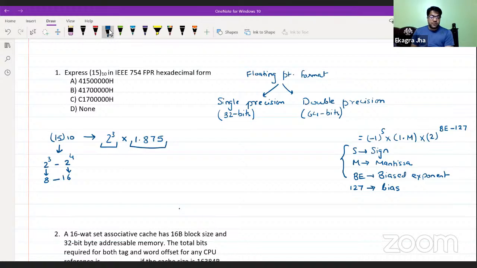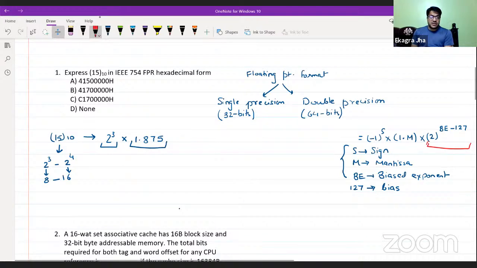Okay, so out of 15, we pull out the value 8, which is 2 to the power 3, because we cannot pull out 2 to the power 4, which is bigger than 15. So the closest value we can pull out is 8. So out of 15, the remaining fractional part will be 1.875. This 1.875, we can write in mantissa form or convert into the binary form. Okay, and this 2 to the power 3 comes in this portion. We can use this power to represent in this format: 2 to the power biased exponent minus 127.